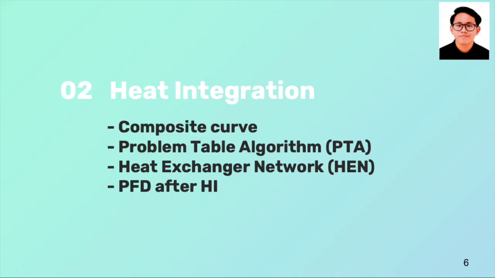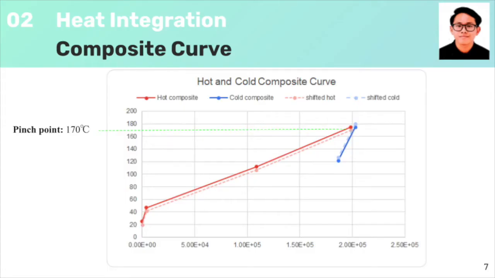Next is heat integration. To do this, all of heating and cooling utility is tabulated, and from that, our composite curve, problem table algorithm, and grid diagram can be done. Composite curve is one of the ways to do the heat integration. The graph on the screen right now shows our composite curve.